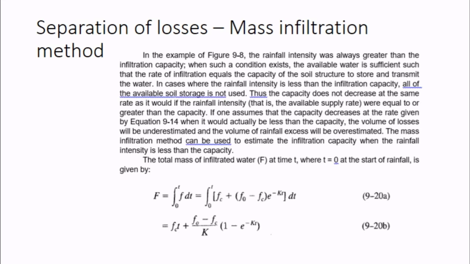Thus, the capacity does not decrease at the same rate as it would if the rainfall intensity were equal to or greater than the capacity. If one assumes that the capacity decreases at the rate given by Equation 9-14, Horton's from earlier, when it would actually be less than the capacity, the volume of losses will be underestimated and the volume of rainfall excess will be overestimated. So the mass infiltration method can be used when the rainfall is not too heavy and the infiltration capacity is greater. This is what you will use.